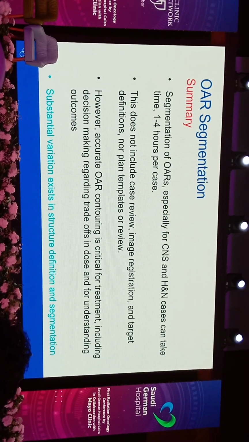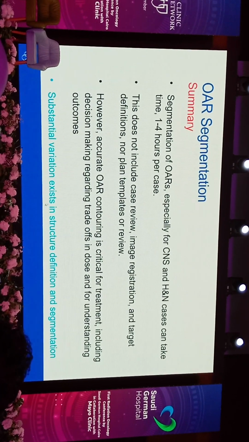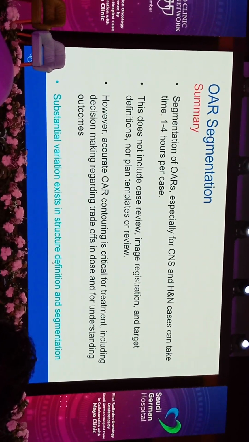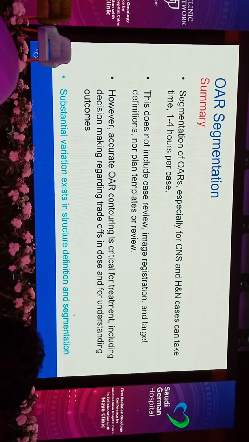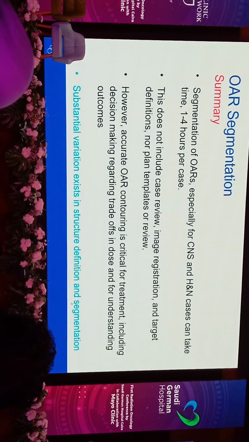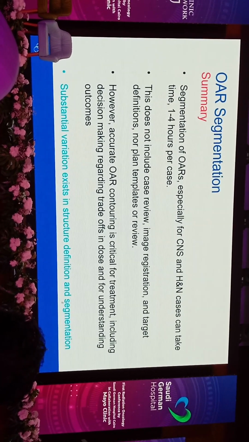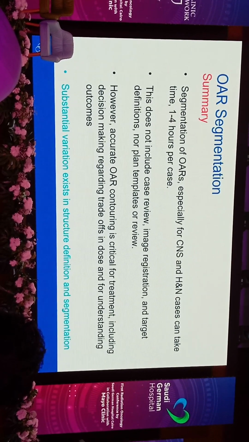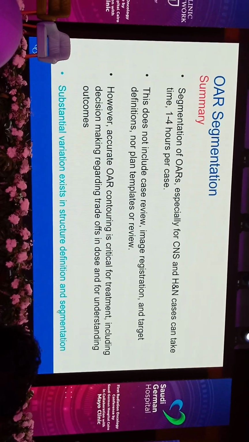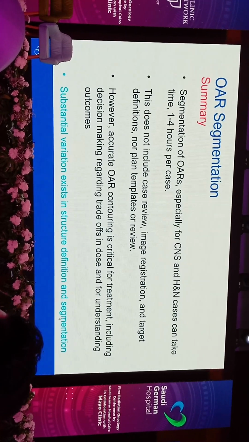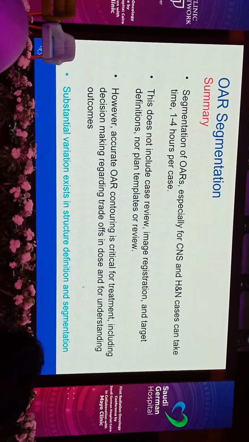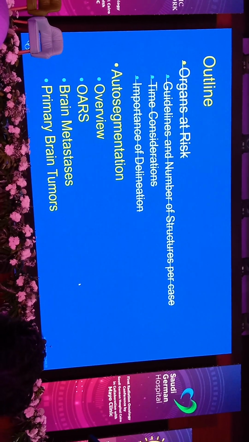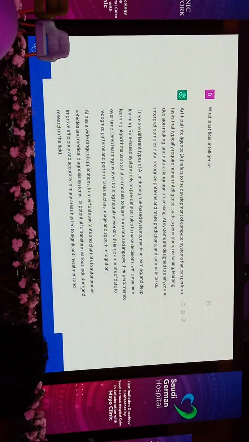So substantial variation exists human to human in terms of contours as well as in structured definition, atlas to atlas, and therefore segmentation can vary across studies. And better consensus guidelines that unify all of these structures, as well as ways to decrease our time in segmentation, are needed. And that's where auto-segmentation comes in. And so we'll focus on it for now.